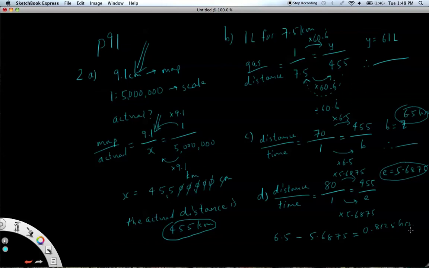But I'm guessing the textbook is probably converted to minutes. So if it's 0.8125 hours, to convert that to minutes, all I'm doing is 0.8125 times 60, because there's 60 minutes per hour. I end up with about, if I write it to the nearest minute, 49 minutes, and that's minutes saved. Okay, and then I put my statement. Therefore, if you travel 10 kilometers per hour faster, you'd save 49 minutes, rounded to the nearest number of minutes.